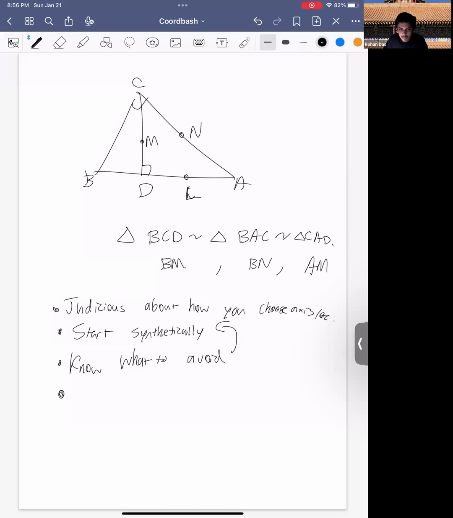But above all, the main takeaway is that when you are bashing, keep thinking about the problem rather than just your calculations, because there's just too many things that can go wrong with your calculations, and it's better to keep thinking about how you can find a better approach. So that is all for the lecture. Are there any questions?